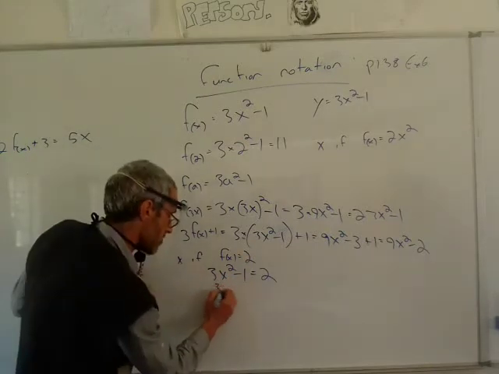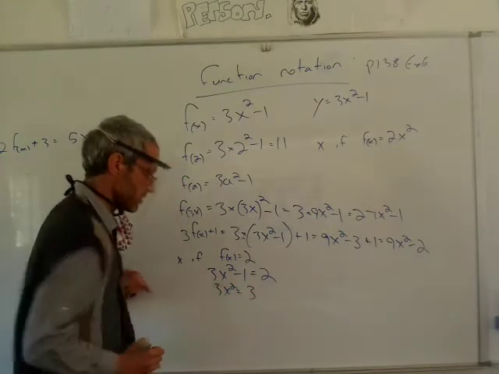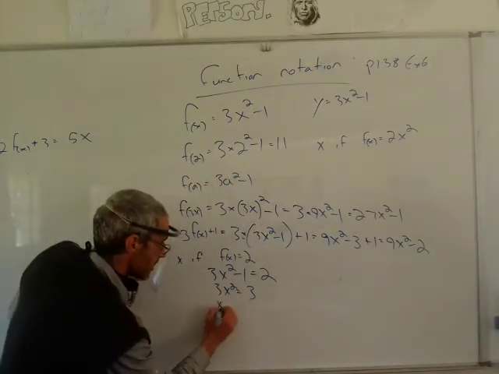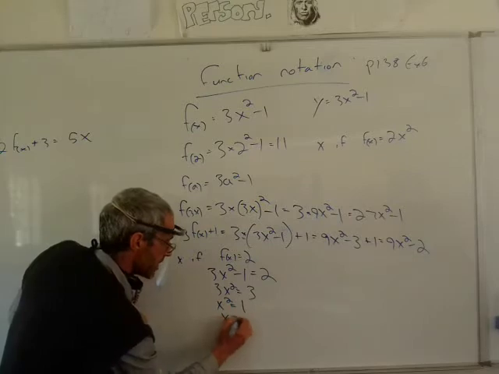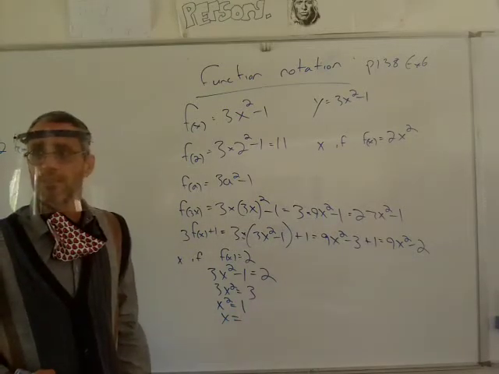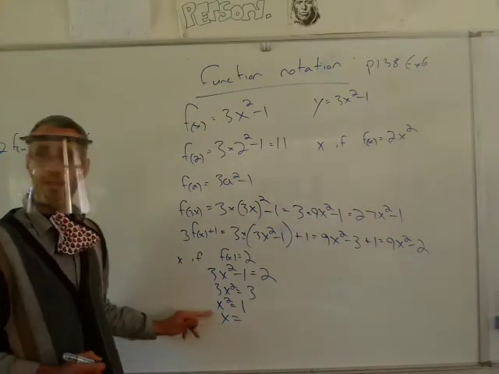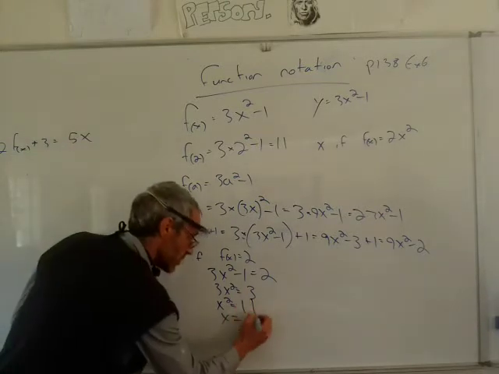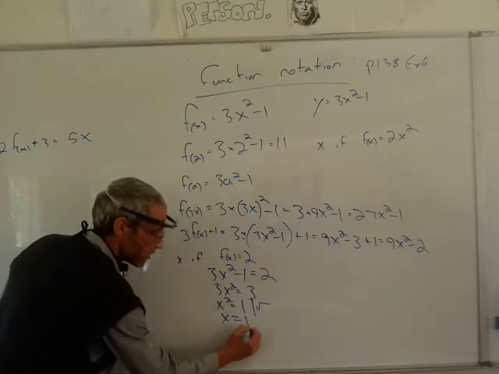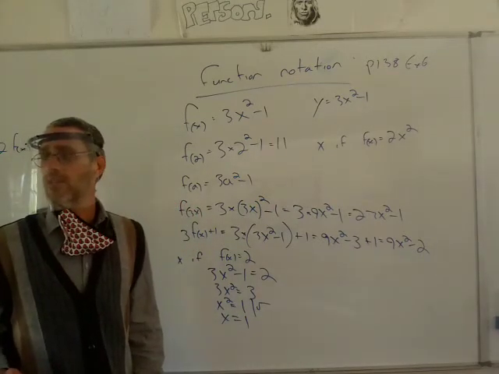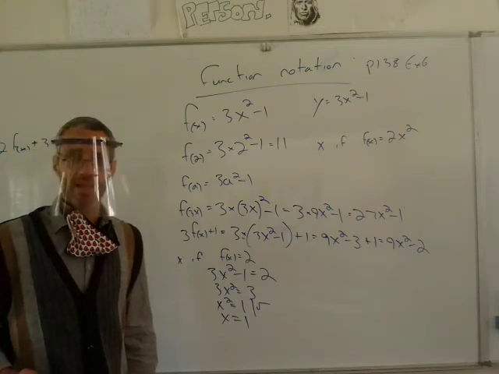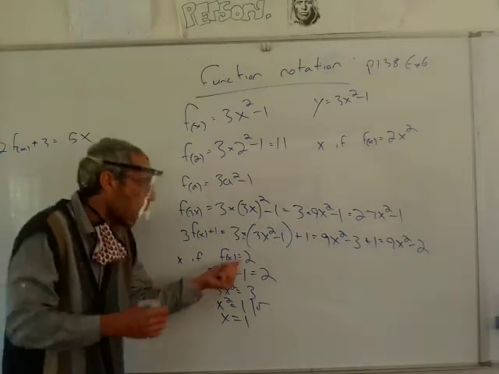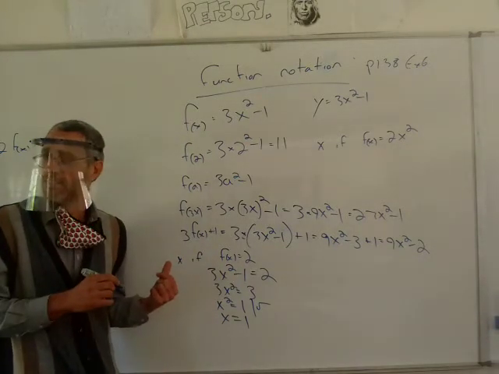Move the 1 to the other side. 3x squared equals 3. X squared equals 1. That means x equals, we square root 1 here. We square root 1, we get 1. And the answer is 1. Okay, guys? So they give you a certain value of f of x, it's not substituting. You know the y value, find the x.